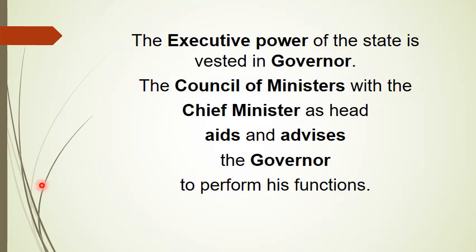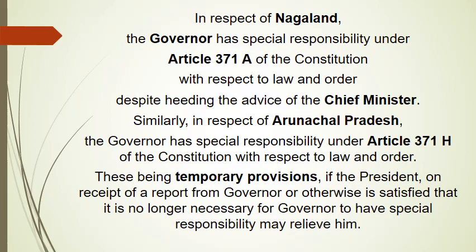The executive power of the state is vested in the governor of that state. However, the Council of Ministers with the Chief Minister as head aids and advises the governor to perform his functions. In respect of Nagaland, the governor has special responsibility under Article 371A of the Constitution. It is with respect to law and order in the state, despite heeding the advice of the Chief Minister.